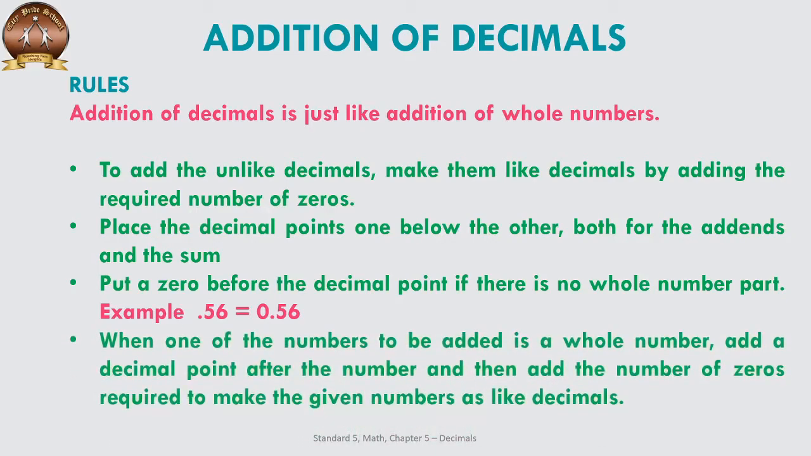When one of the numbers to be added is a whole number, add a decimal point after the number and then add the number of zeros required to make the given numbers like decimals. If it is a whole number, you add zeros after the whole number by putting a point after the whole number. If it is a decimal part which doesn't have a whole part, add a zero as the whole part. See, for example, 75 was the whole number. Add zeros after the decimal point and write 75.000 as the required number of zeros.